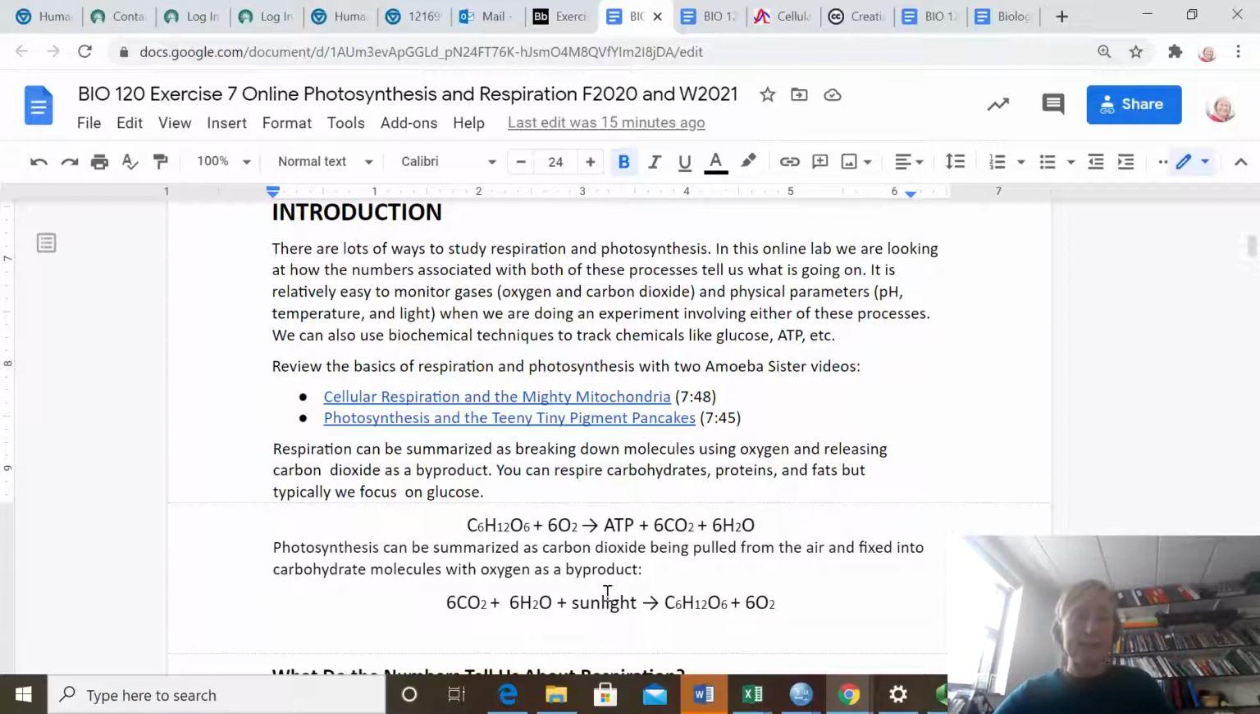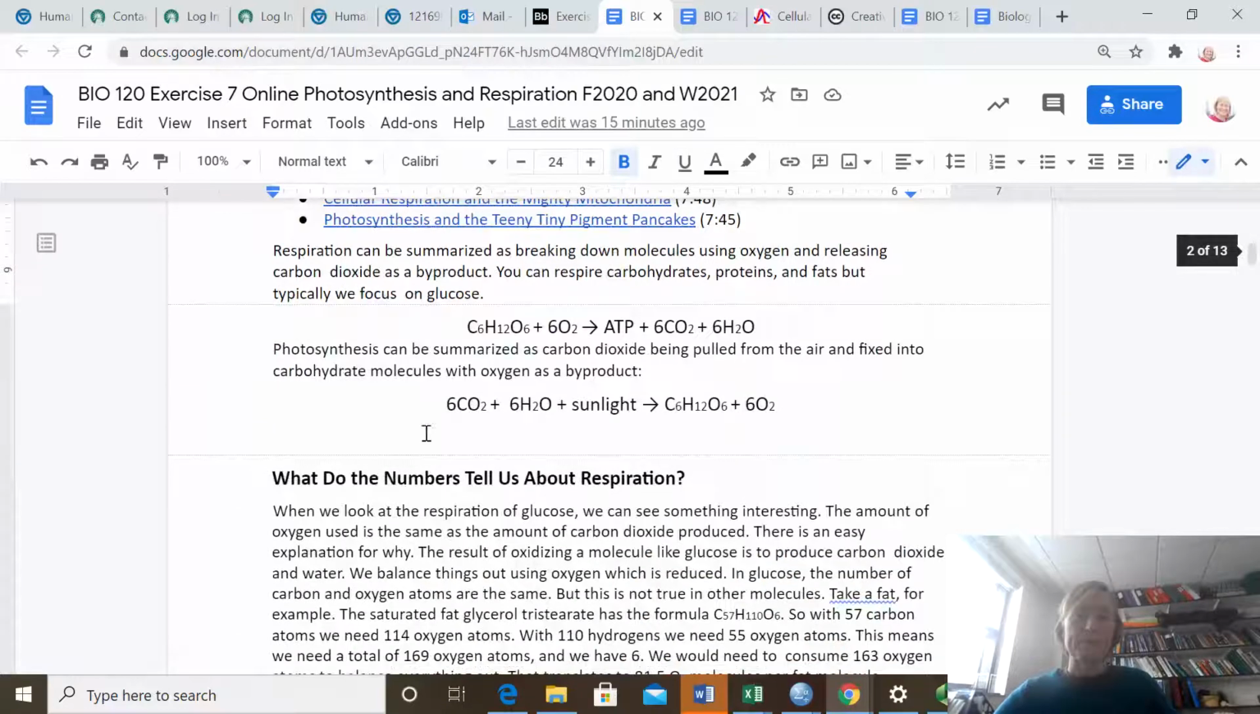And remember, in respiration, that's the first equation here. In respiration, we use a fuel like glucose, and in the presence of oxygen, we oxidize that fuel, making a bunch of byproducts. Carbon dioxide is a waste product, water, and energy. Energy that's released is used to make ATP. ATP is what our cells use to do all their work, right?